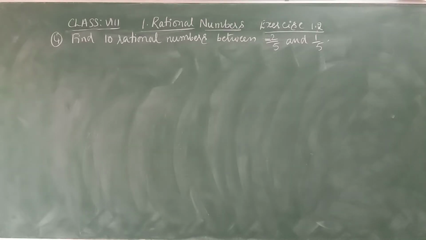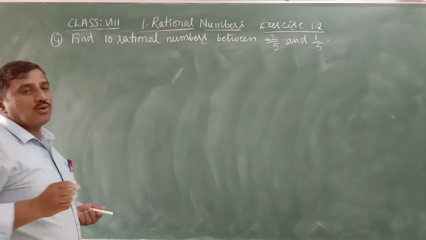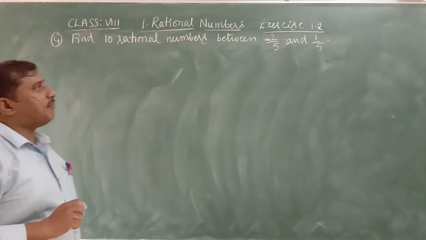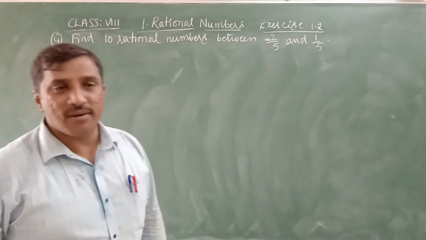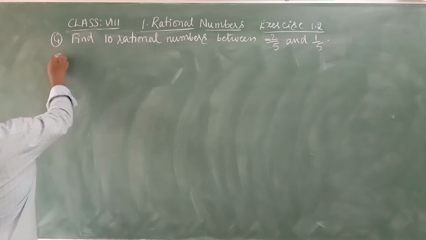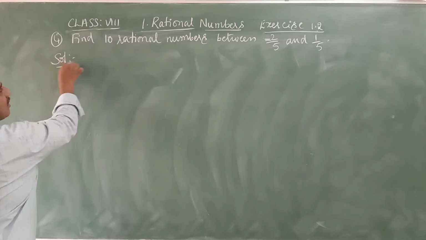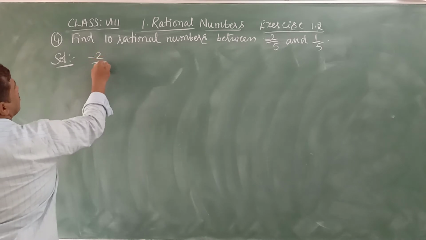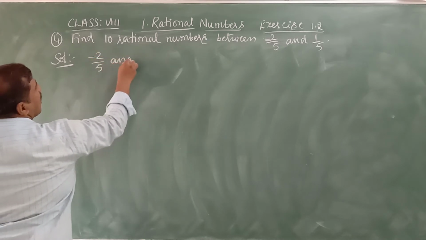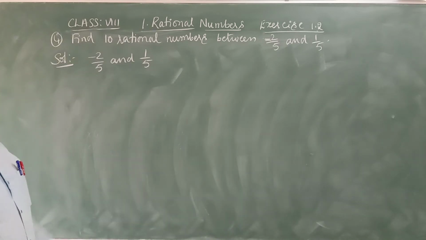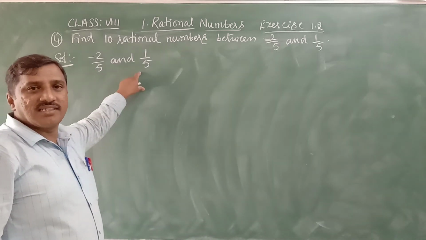Now exercise number 1.2, question number 4. Find 10 rational numbers between minus 2 by 5 and 1 by 5. How many rational numbers? 10 rational numbers we want to find. So what are the given numbers? Minus 2 by 5 and 1 by 5. So here the denominators are already the same.